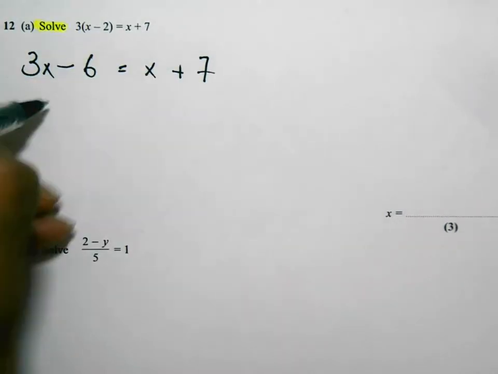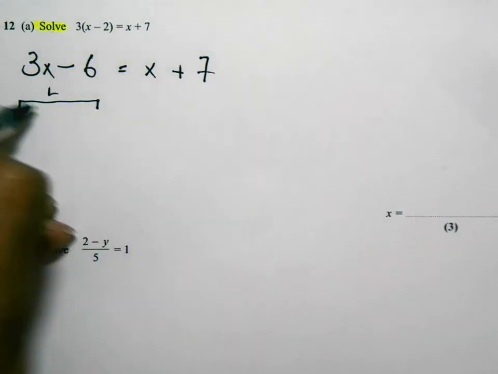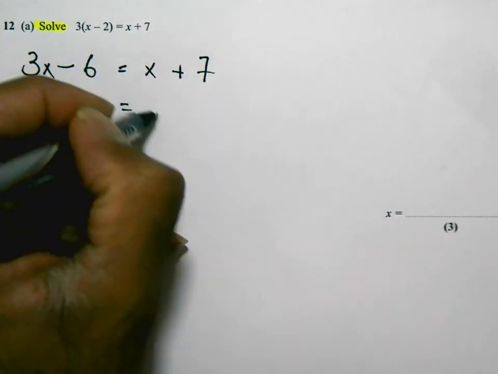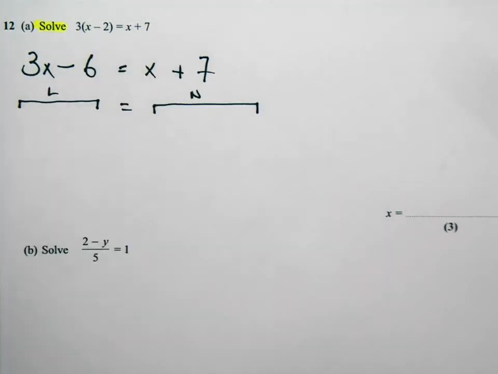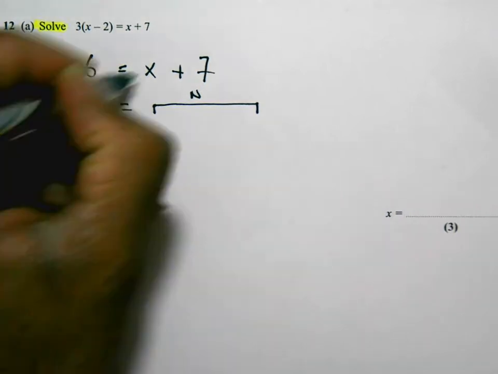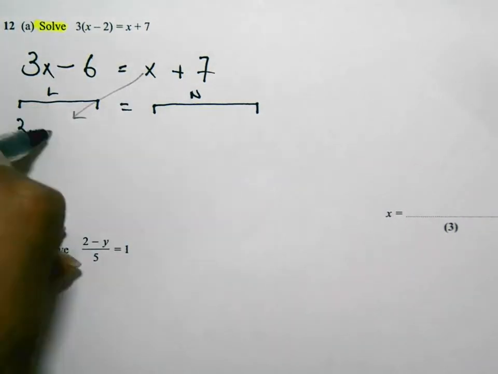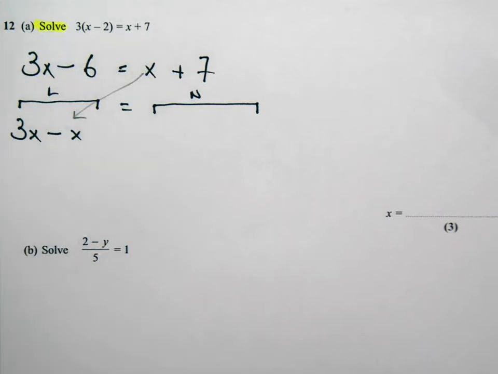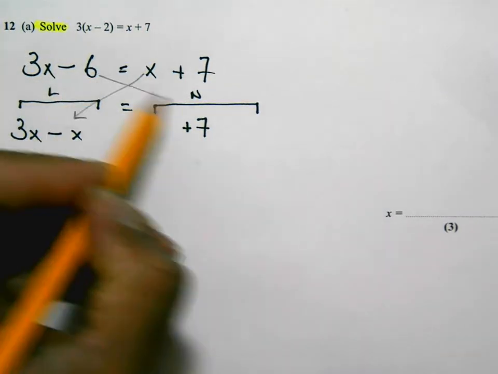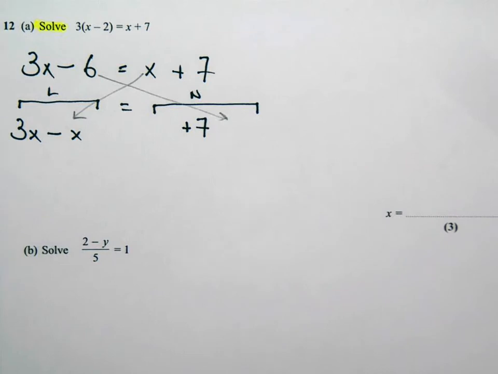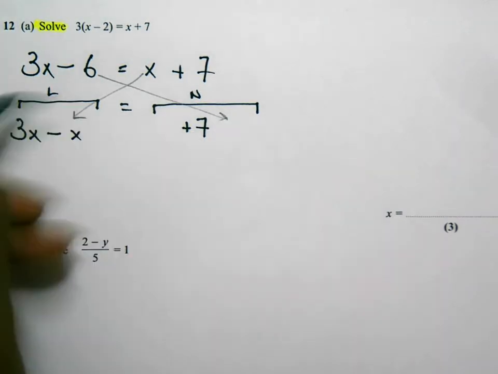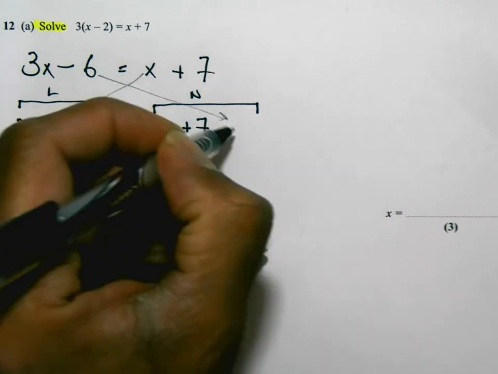Now, the way I do this is I'm going to try to get all the letters onto one side, and I'm going to try to get all the numbers onto the other. Now, 3x is already here, and that x on its own is going to come across. That x is positive right now. When it comes across, it's going to become minus x. That plus 7 is the only number on the other side. I'm going to leave it there, but that minus 6 is going to come over to the side with all the numbers, and when it comes over, it's going to be the opposite of minus 6, which is plus 6.